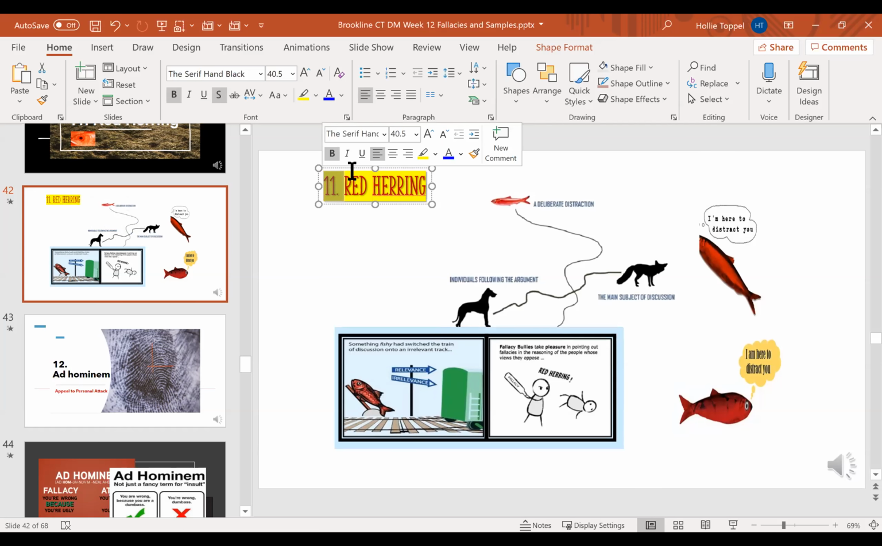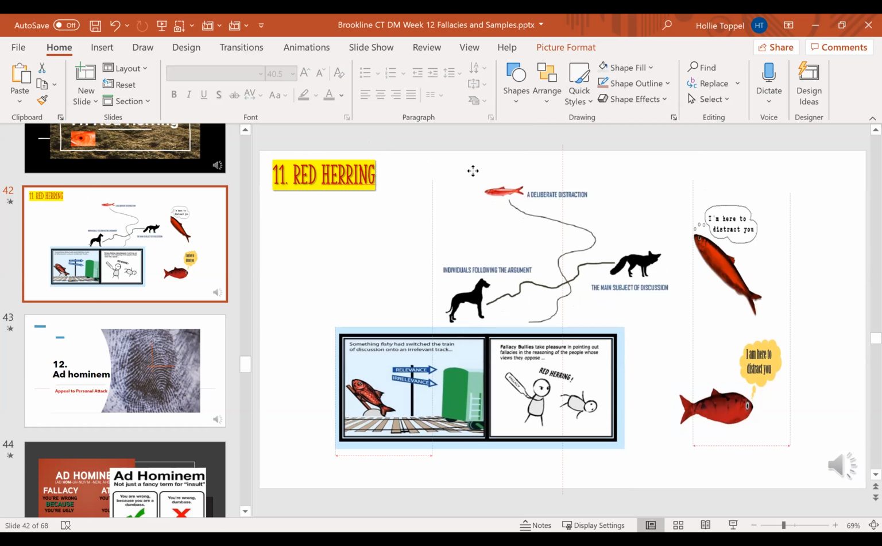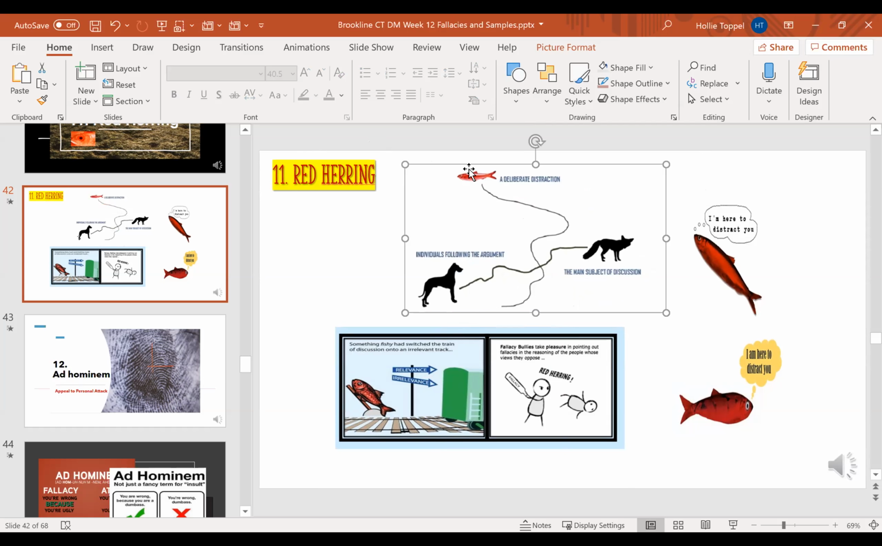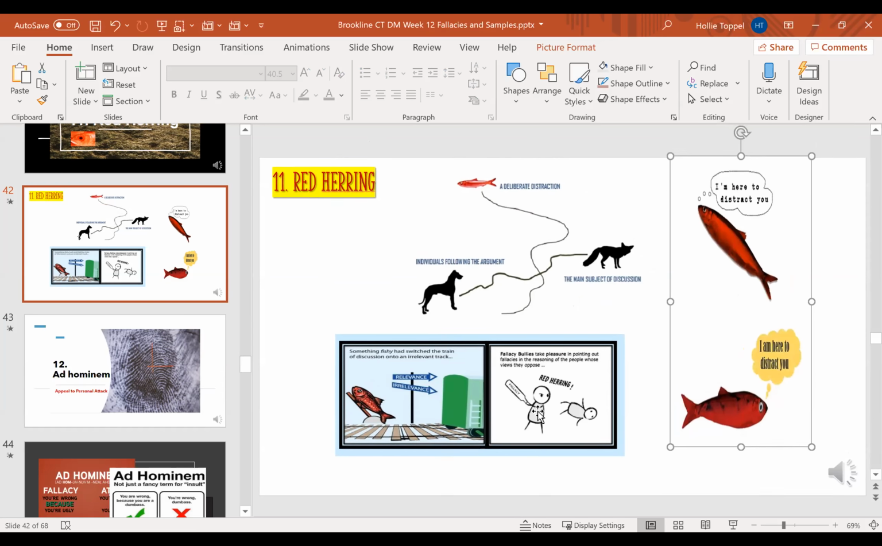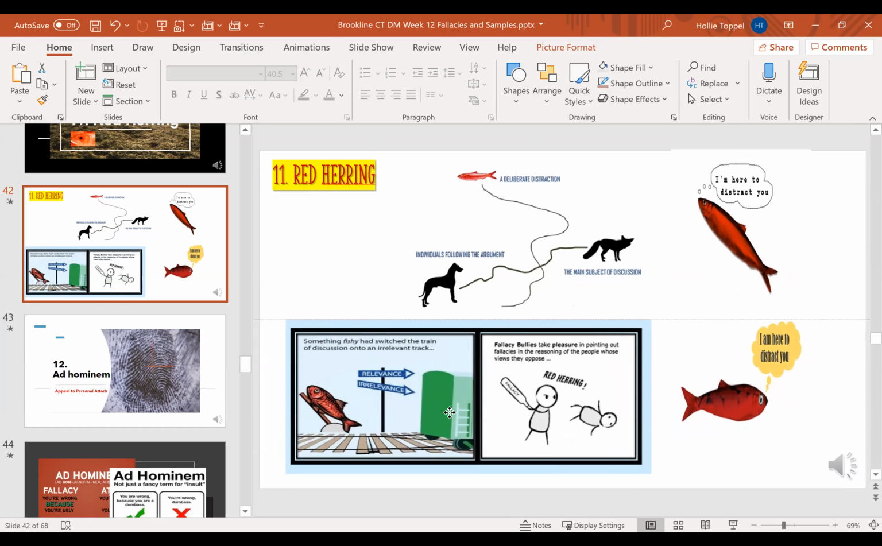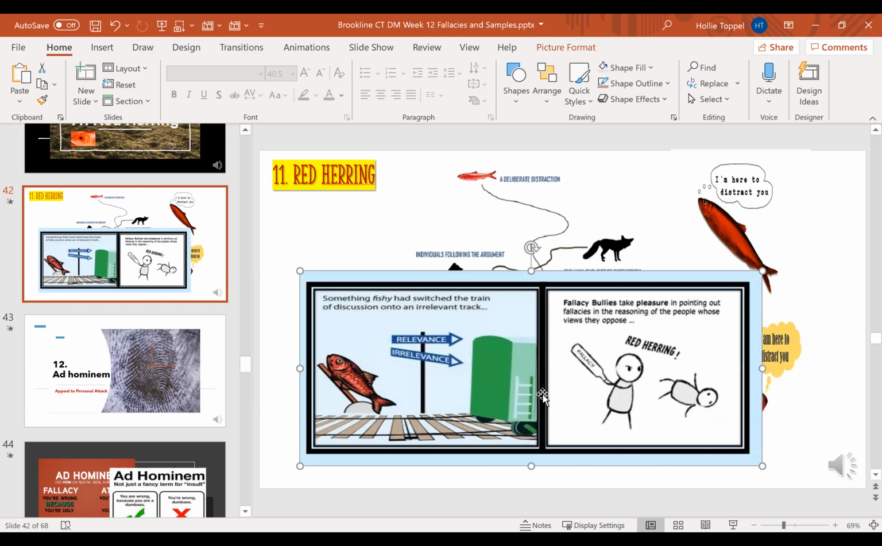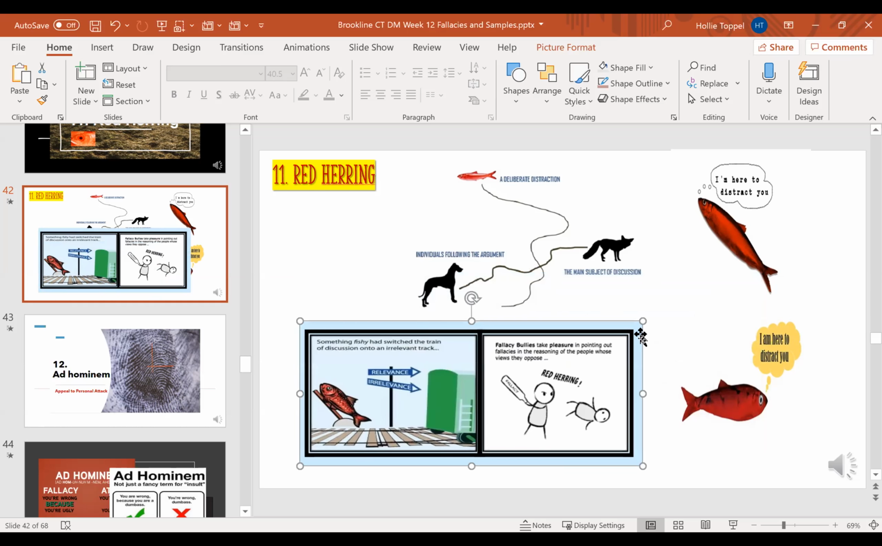So let's say a child doesn't want to eat their dinner, you distract them with something else so that they will eat. If somebody is over-talking a subject and you may not know about the subject, you can distract them by getting a new subject in there, and it works. And here is more red herring things, distractions. Something fishy has switched the train of discussion onto an irrelevant track. And fallacy bullies often take pleasure in pointing out fallacies of reason of the people who view their opposed. So I'm taking the fallacy, and I don't really know what you're talking about, but I changed the discussion.